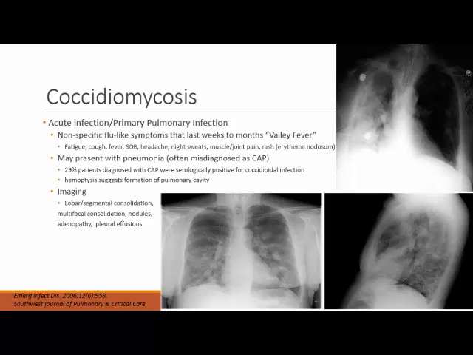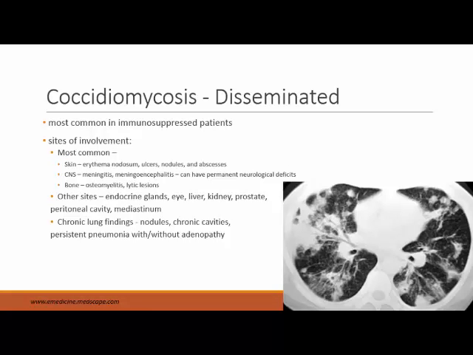On imaging for chest x-ray, they often just have lobar consolidation, which is in that top picture, or they can have multifocal consolidation and nodules with adenopathy, as you can see in the bottom too.